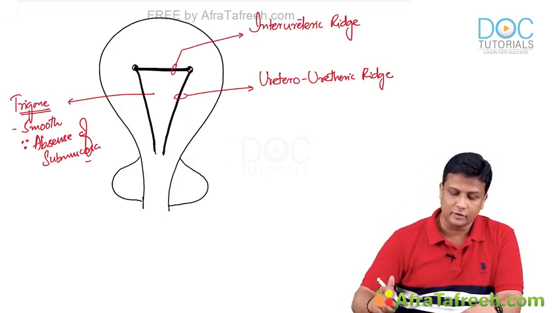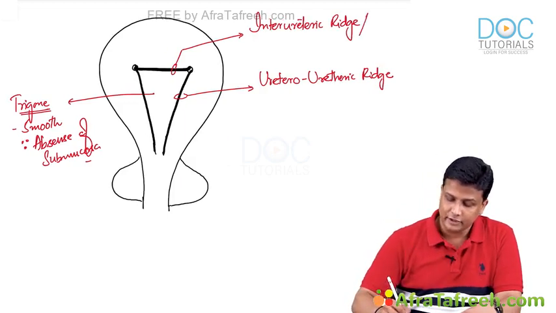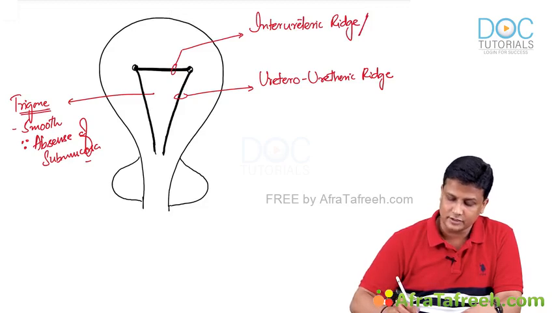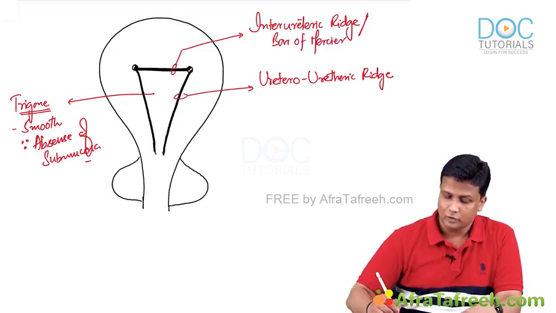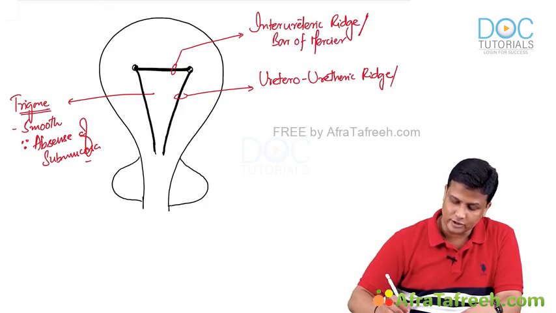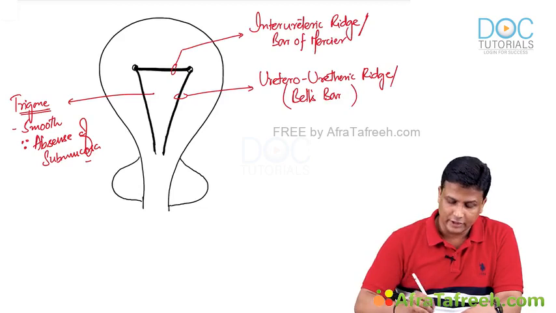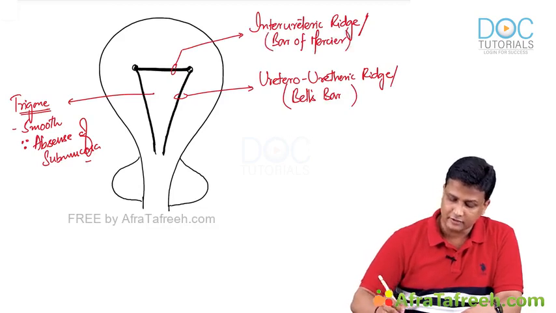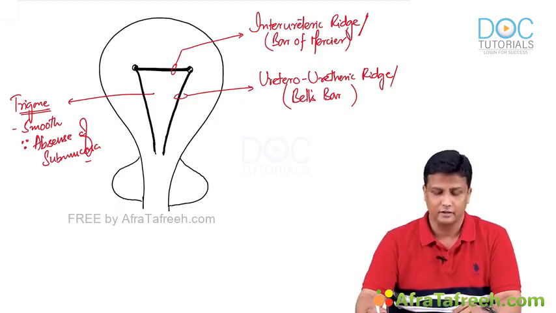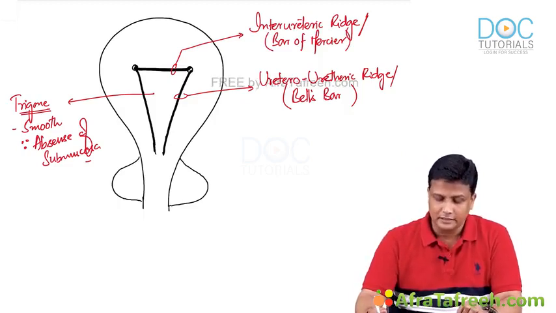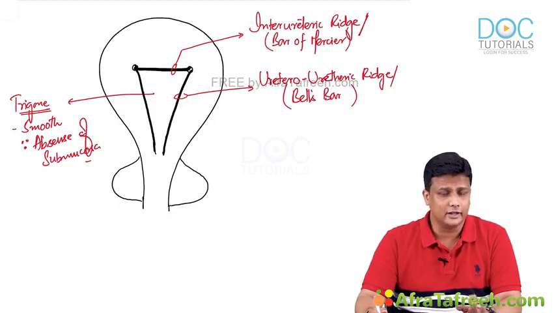First, learn the another name of this one. The interureteric ridge, this one is also known as the bar of Mercier. It is known as the bar of Mercier. Whereas the uretero-urethric ridge, this is also known as the Bell's bar. Bell's bar. So interureteric ridge, it is also known as bar of Mercier, and whereas uretero-urethric ridge is nothing but Bell's bar. Fine.